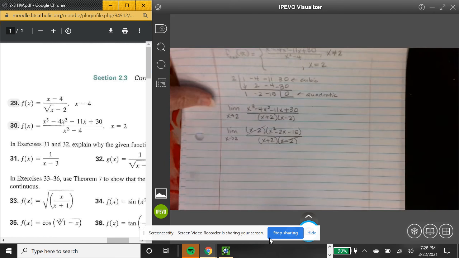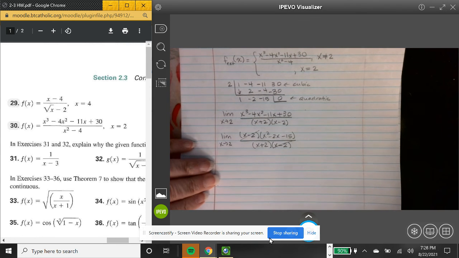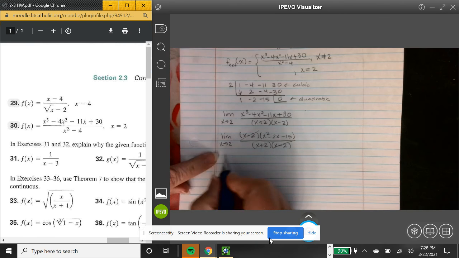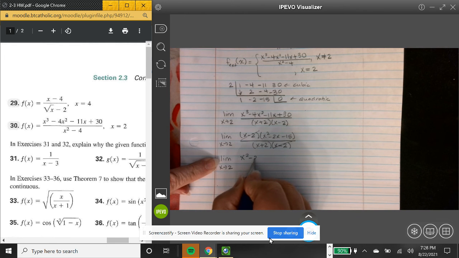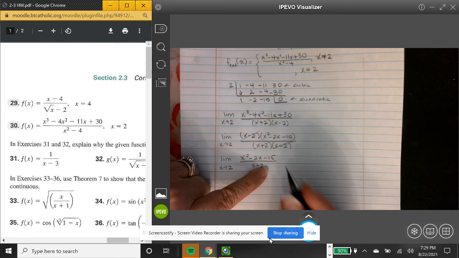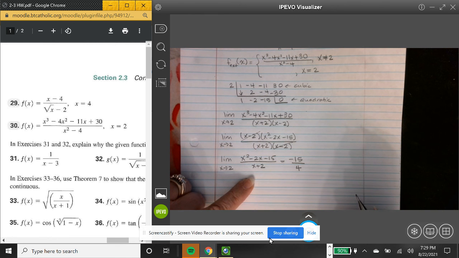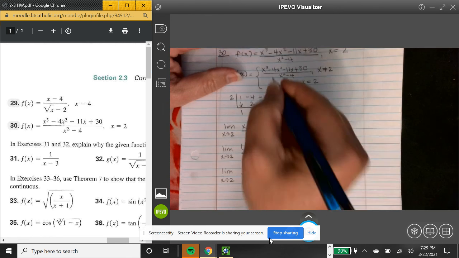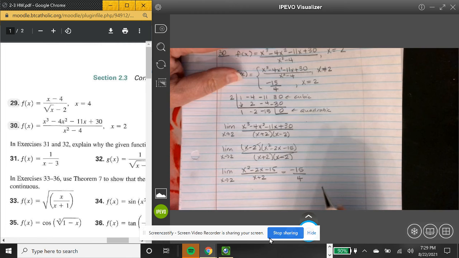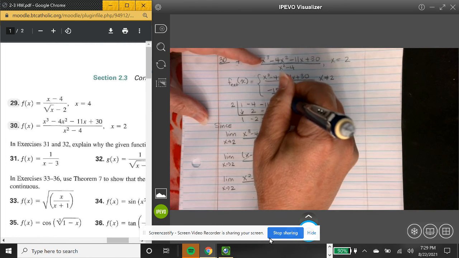Because that means I have a removable discontinuity at x equals 2, which means I can create an extended function. And so I'm going to have the limit as x approaches 2 of x squared minus 2x minus 15 all over x plus 2. Now what happens when I plug in 2? I get 4 minus 4, so this is minus 15 on top, over 2 plus 2, which is 4. So what goes there is negative 15 over 4. And this is justifying that.